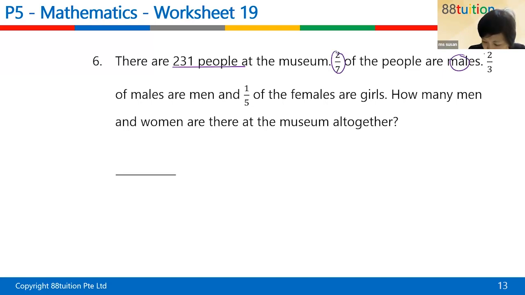Okay, and then not only that, you also know that 2/3 of the males, the males are, and then 1/5 of the females, they are girls. So, how many men and women are there at the museum all together?